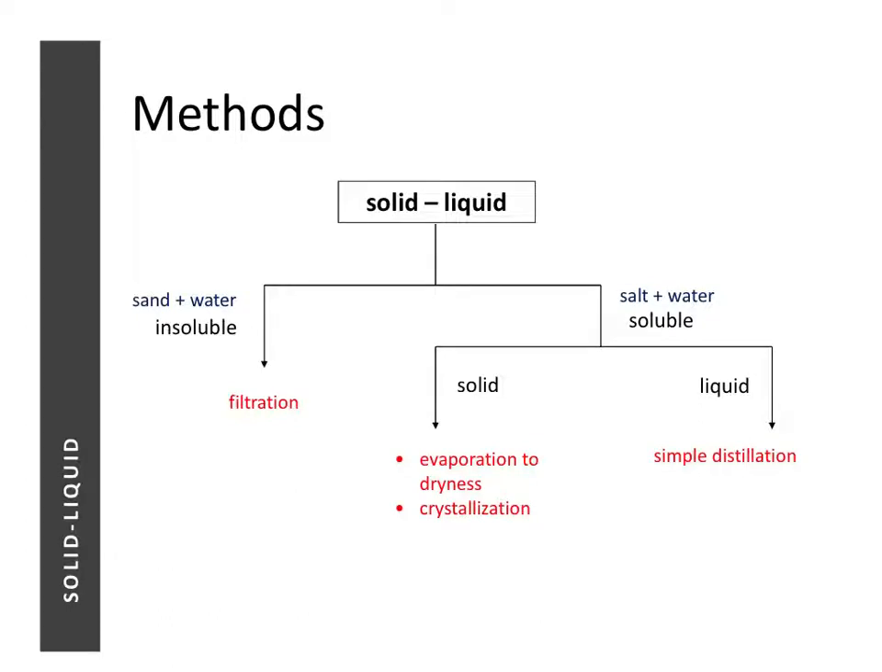So this is a summary of what we have seen. In a solid-liquid mixture, in order to know which method to use, you need to ask yourself whether the solid is soluble in the liquid or insoluble in the liquid. For solids that are insoluble in the liquid, we have to use filtration. For solids that are soluble in the liquid, we need to further ask ourselves whether we want to take back the liquid or we want to collect the solid. In the event where we want to collect the solid, there are two methods to use: evaporation to dryness and crystallization. In the event where we want to collect the liquid, then we have to perform a technique called simple distillation.